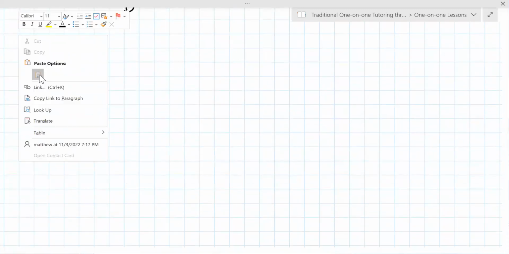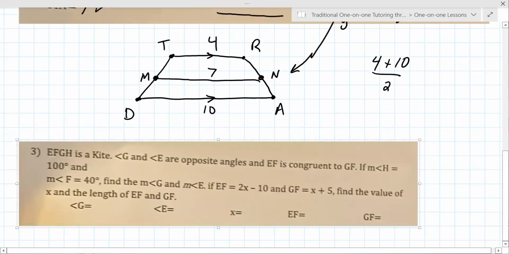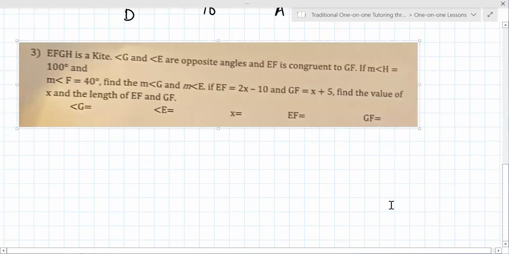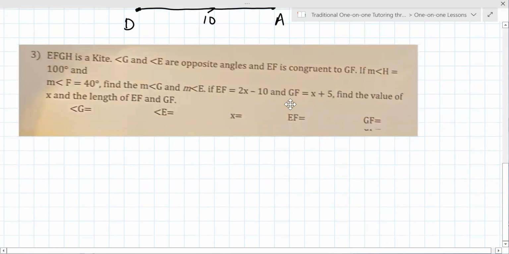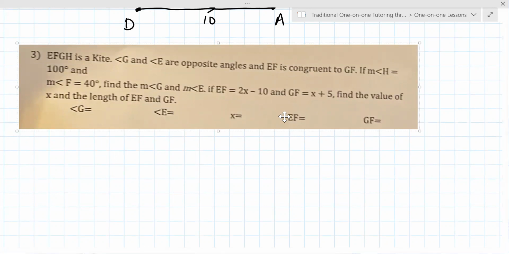Did you get all that down? Okay, all right, so let's move on to number 3. It says EFGH is a kite. Angle G and angle E are opposite angles, and EF is congruent to GF. The measure of angle H is 100, and the measure of angle F is 40. Find the other measures of the angles.